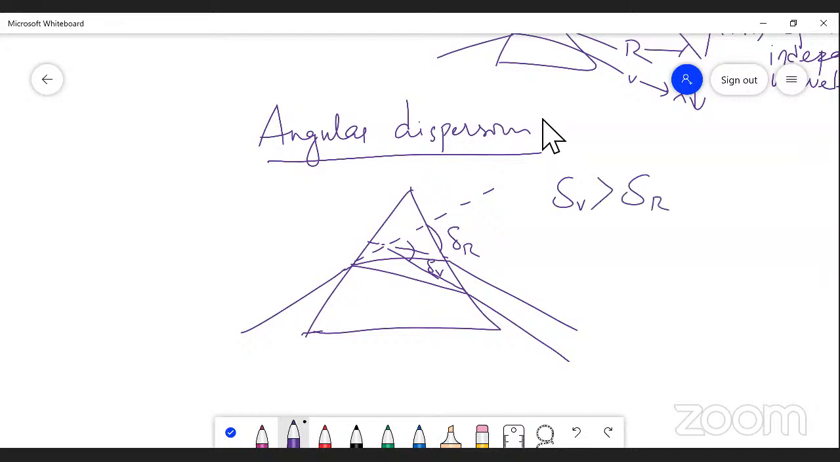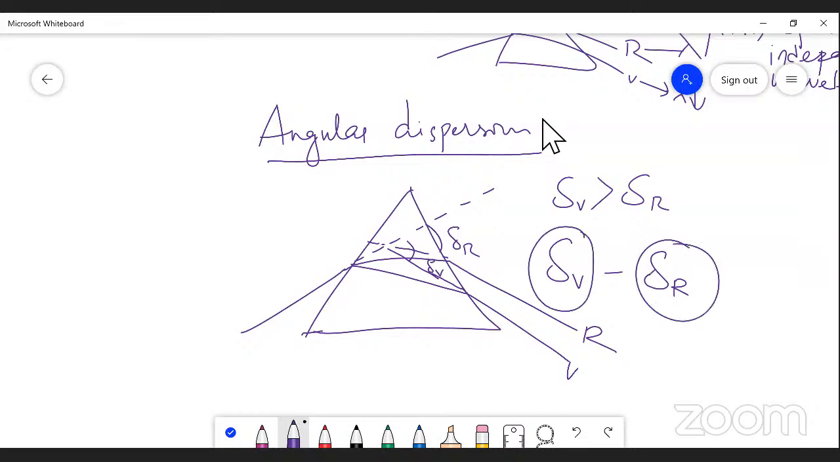I want to calculate the angular dispersion. Angular dispersion means del V minus del R, the difference between the deviation angles of the extreme colors. Extreme colors means violet to red. Del V is the angle of deviation for violet color, and del R is the angle of deviation for red color. It is the difference between violet and red, the extreme colors.